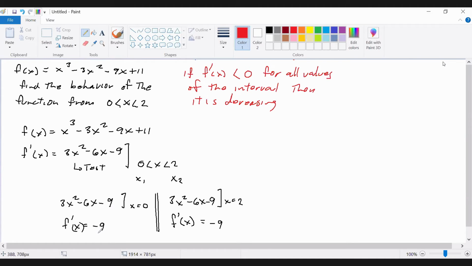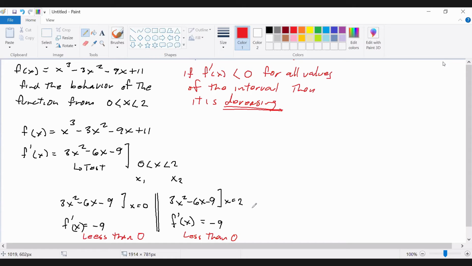When x is equal to 0, it will produce negative 9, so less than 0. When we substituted 2, which is the higher limit of our interval, it is still going to give us less than 0. Okay, clear? So if it's less than 0 here and less than 0 there, then it is decreasing. The behavior of the graph from 0 to 2 is decreasing.